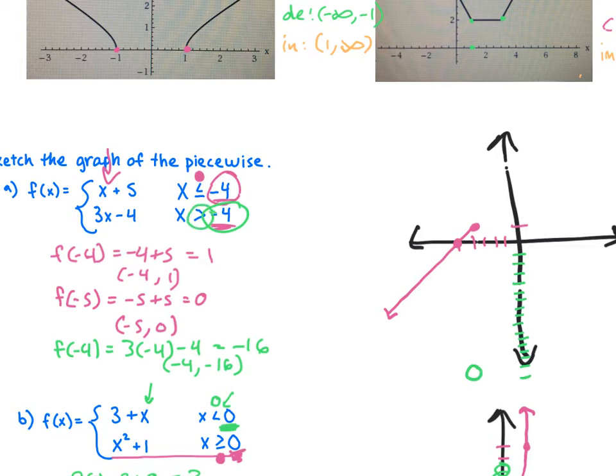Now we need to plug in another number that is greater than -4. I always like to plug in 0 just because I think it's less work to do. So f of 0 is 3 times 0 minus 4. 3 times 0 is 0. 0 minus 4 is -4. So our next point is 0, comma, -4. So we stay at 0, go down 4, put our point there, and then connect these 2 points with a line. And that is our piecewise function.